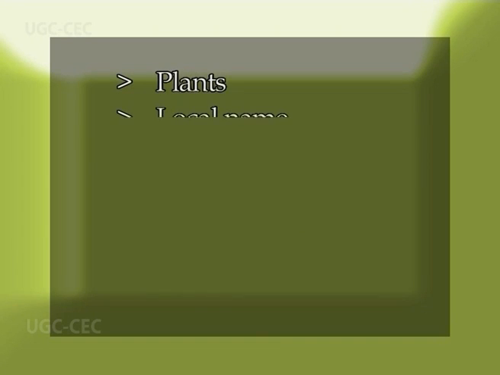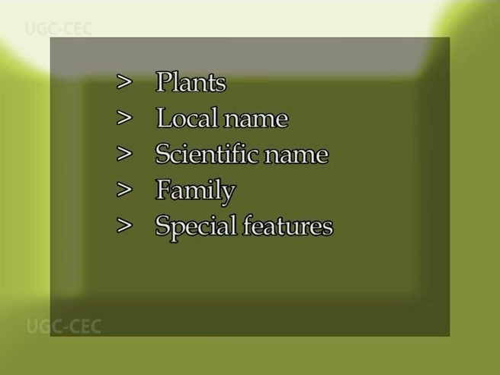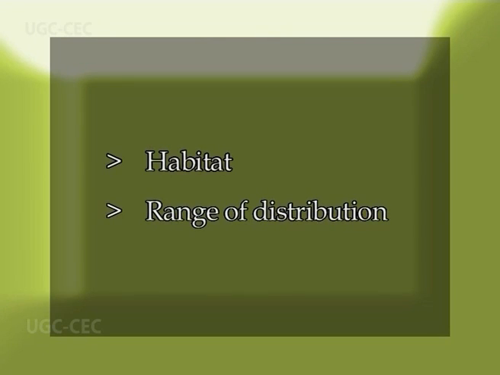Botanic gardens usually have labeled plants that provide information about the plant's local name, scientific name, family, special features, uses and parts used, etc. Sometimes the labels may give us more information about when and where the plant is collected, its habitat, range of distribution, etc.